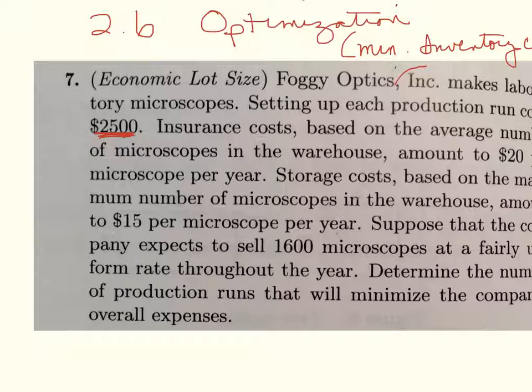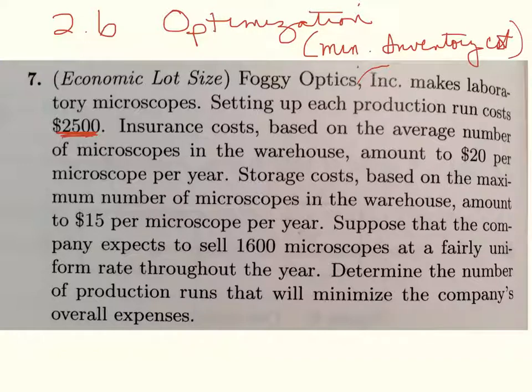Okay, then we know that insurance costs, based on the average number of microscopes in the warehouse, amount to $20 per microscope per year. So this is based on the average number of microscopes. That average word is going to be important in just a minute. And that value was $20 per microscope per year. Storage costs based on the maximum number, okay, that's an important phrase also, of microscopes in the warehouse, amount to $15 per microscope per year.